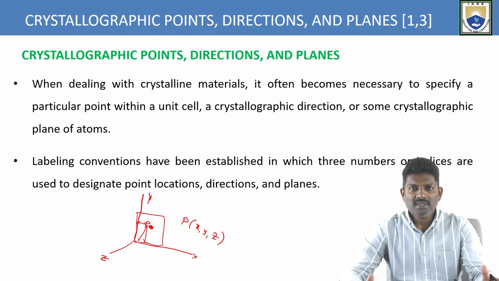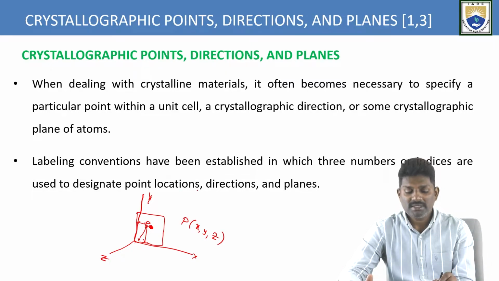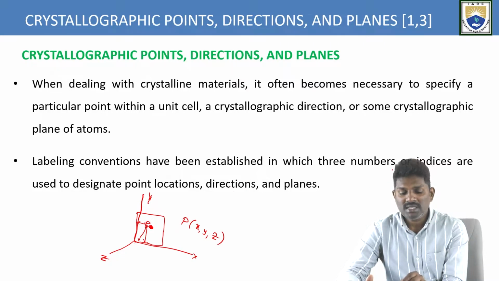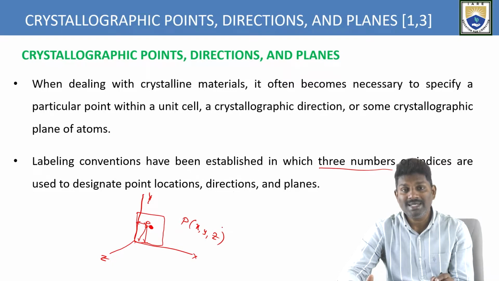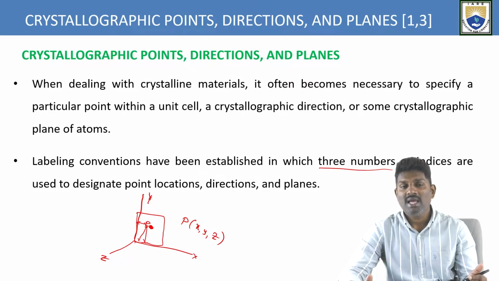So to study the importance of these coordinates, crystallographic directions, points as well as directions, to specify any particular point, we need to have a reference axis. Labeling conventions have been established in which three numbers or indices are used to designate the location, direction as well as the plane. Now, what is the norm we follow to give the location of the points, directions and planes? We have to use three numbers, which are nothing but the indices. They indicate along which point you have, along which directions you have, as well as which plane it is lying on.